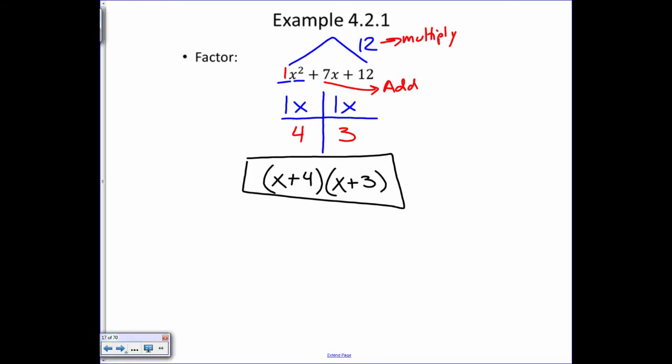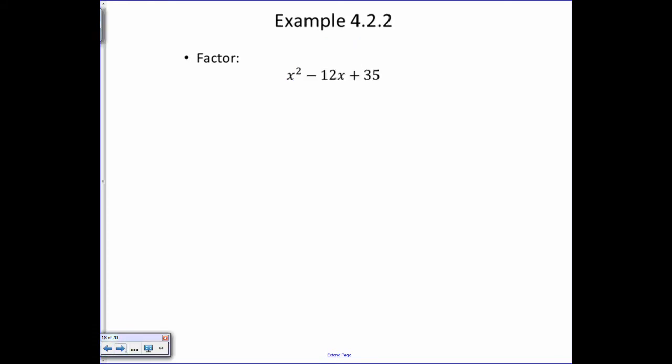So we're just going to keep practicing this method. Again, the number in front is understood to be 1. And so we're going to take the first number and the last number and multiply them together. 1 times 35 is 35. We're going to make a box. Write the coefficient both times and split the variable up, x and x.